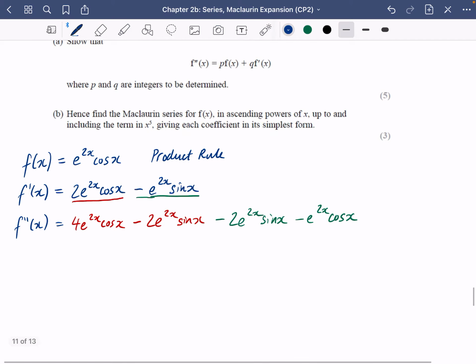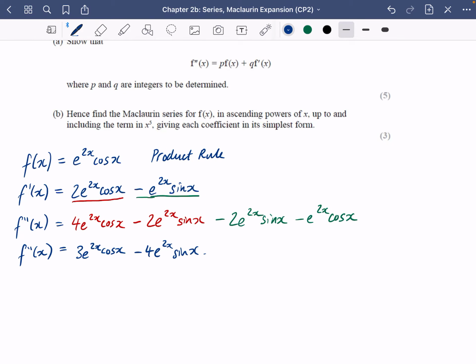So when I then simplify all of this, the cos x bits that I've got, I have the 4e to the 2x cos x minus e to the 2x cos x, which is going to be 3e to the 2x cos x. And then for the next part, I've got minus 2e to the 2x sine x minus 2e to the 2x sine x, which is minus 4e to the 2x sine x. And so this is what the second derivative is equal to.